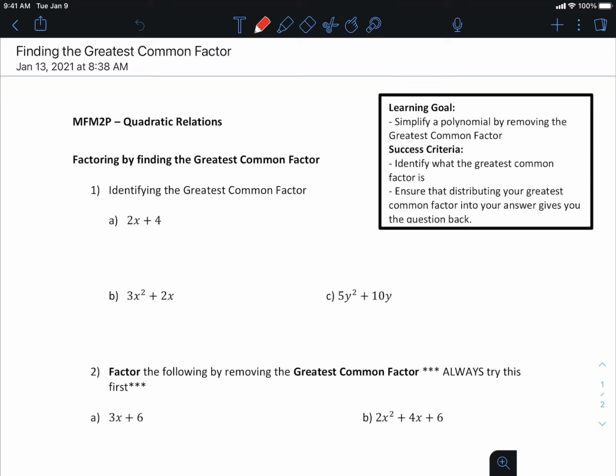Okay. So here's what we got. We want to factor. Again, we started using that word yesterday. We want to factor by finding the greatest common factor, or the biggest piece.